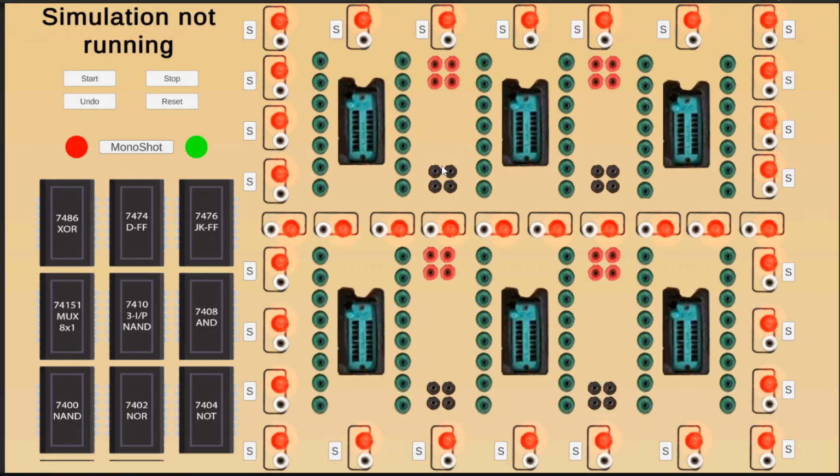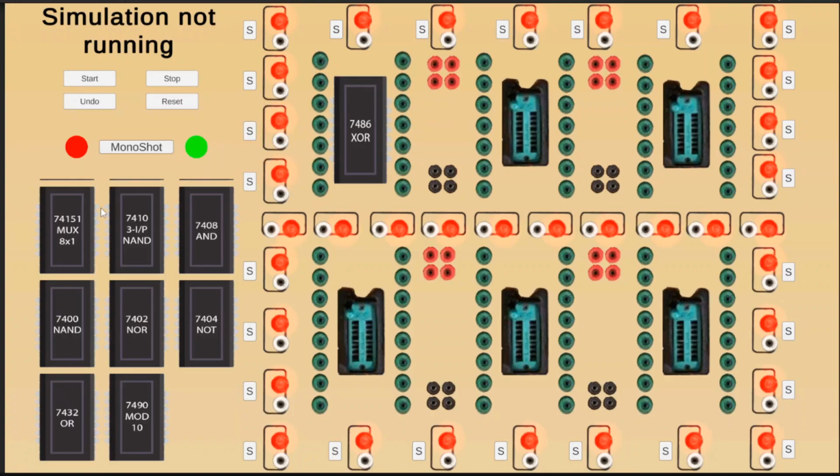Hello everyone. Today we will be implementing a magnitude comparator circuit. A magnitude comparator circuit compares the values of two bits. We will be using an XOR gate, two AND gates and two NOT gates for this implementation.